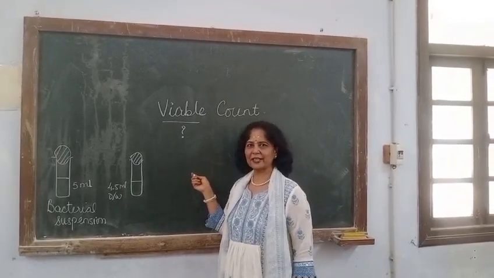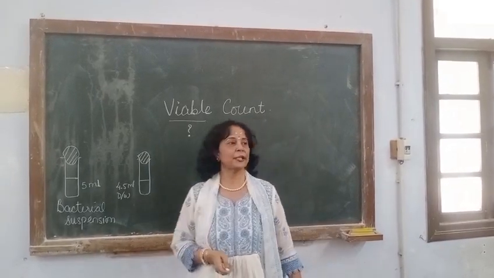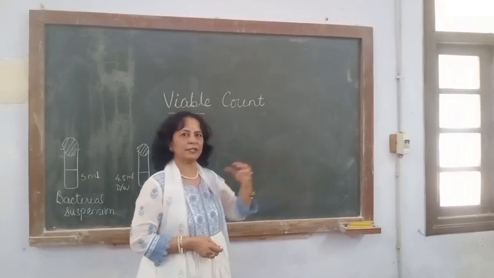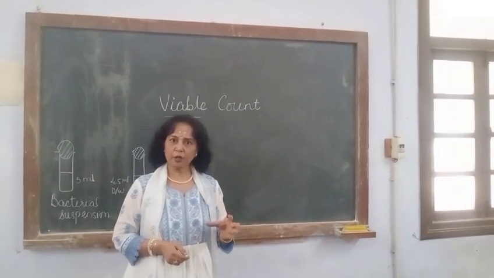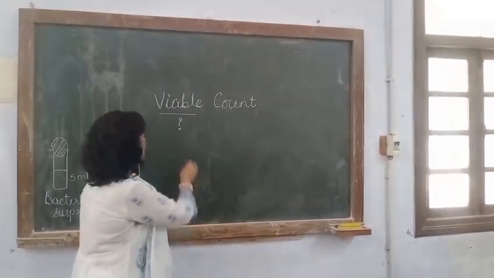count and how it can be carried out practically. So first of all, we try to understand what is viable count. The meaning of viable, that is living. Now here what we are going to find out is whether bacteria are living or not, whether they are viable or not, whether they are able to form the colony on the next day on specific media plate or not. So that is why it is called viable.